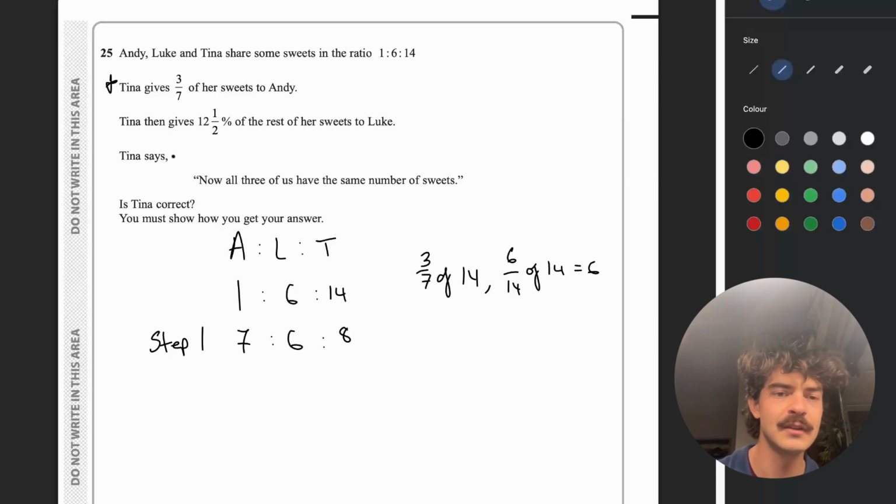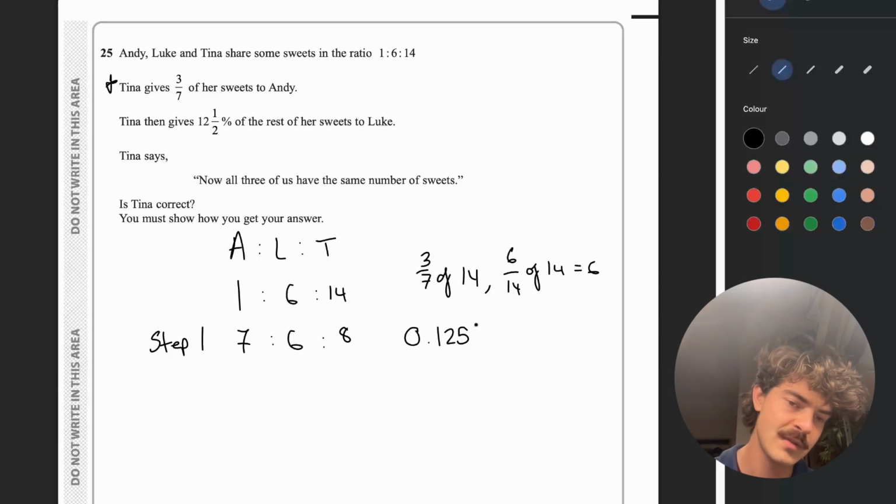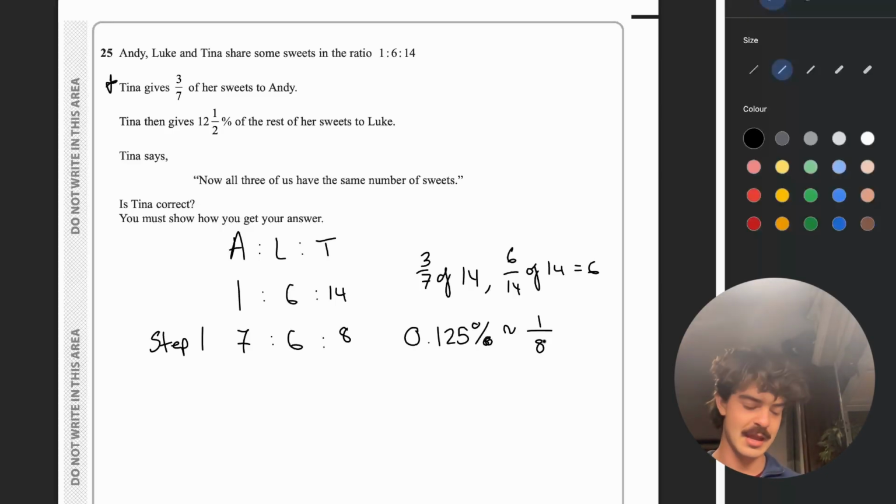Tina then gives 12.5% of the rest of her sweets to Luke. Now, this is pretty tough. We've got 0.125%. Now, I think it probably requires you just knowing that this is the same as an eighth. It's not particularly obvious that that's true. Maybe if you type 0.125 into a calculator and press equals, it will tell you it's an eighth. Okay, so there's a little tip for you.